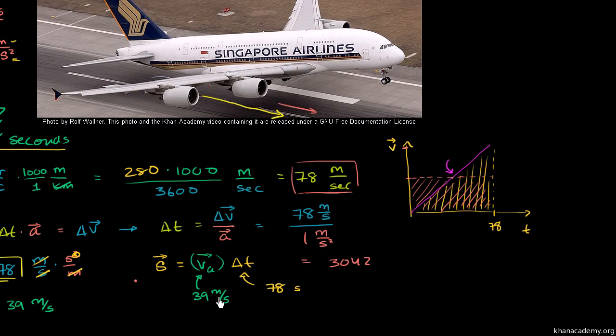3,042. And then meters per second times second just leaves us with meters. So you need a runway of over 3,000 meters for one of these suckers to take off, or over 3 kilometers, which is about 1.8 or 1.9 miles just for this guy to take off, which I think is pretty fascinating.